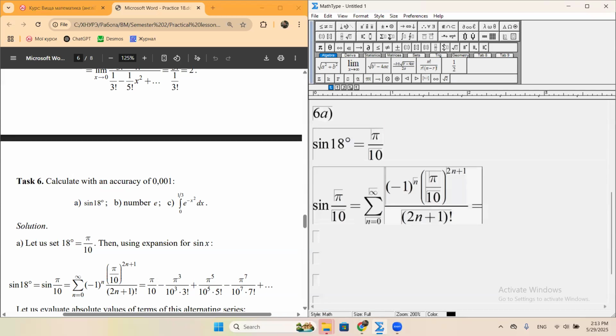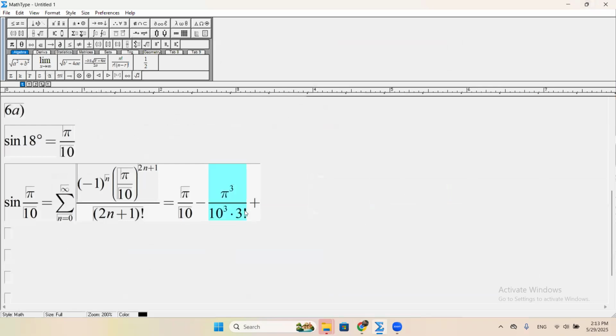Let's write down this expression. So pi over 10, then minus pi cube over 10 to the power of 3 by 3 factorial, and plus, okay, let me copy and paste. So here will be 5, 5, and here 5. And then 7.